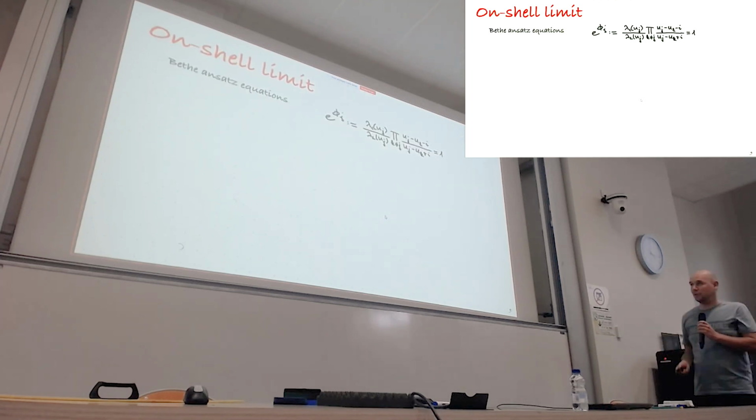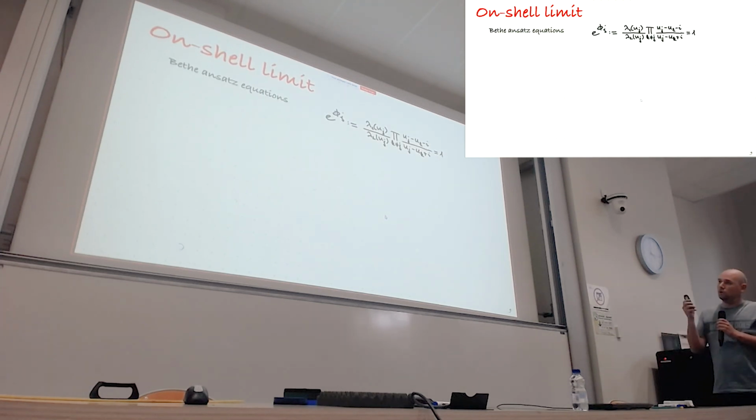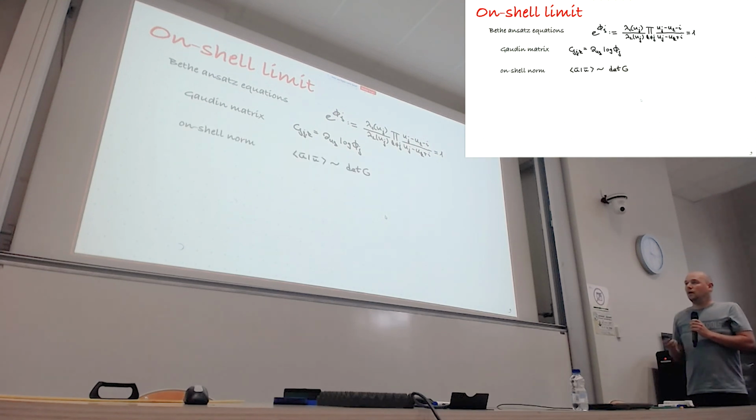So let us take the on-shell limit. For the on-shell beta states, the beta roots satisfy the beta ansatz equation. We can define the Gaudin matrix. And we know that the on-shell norm is proportional to the Gaudin determinant. And this can be proved by Korepin's criteria.